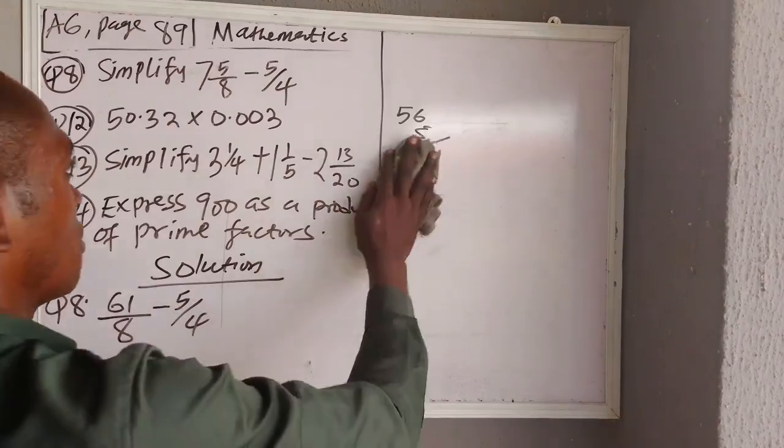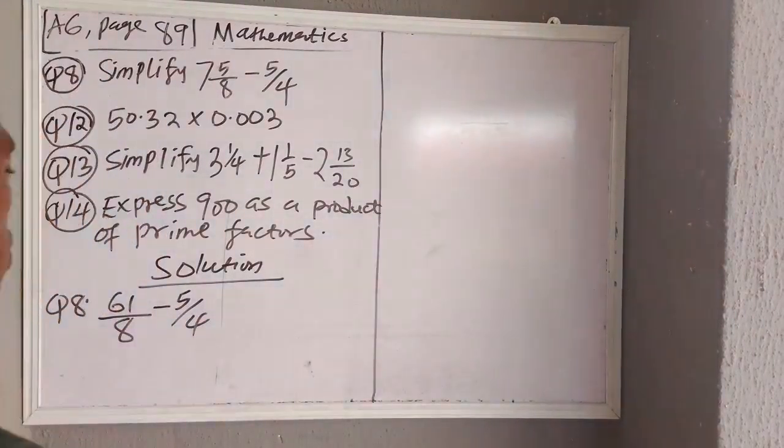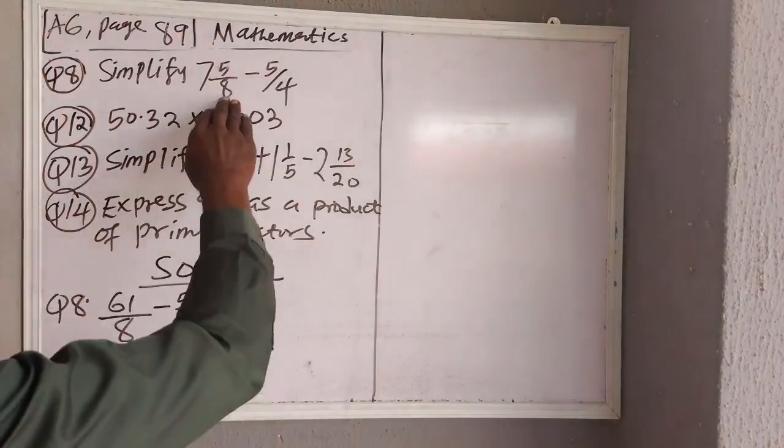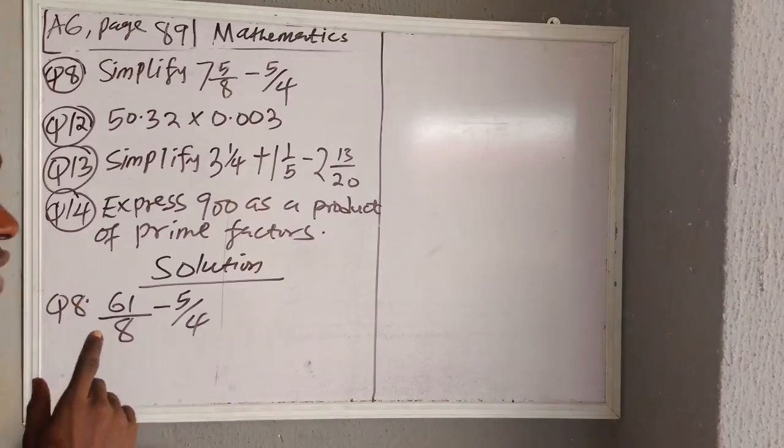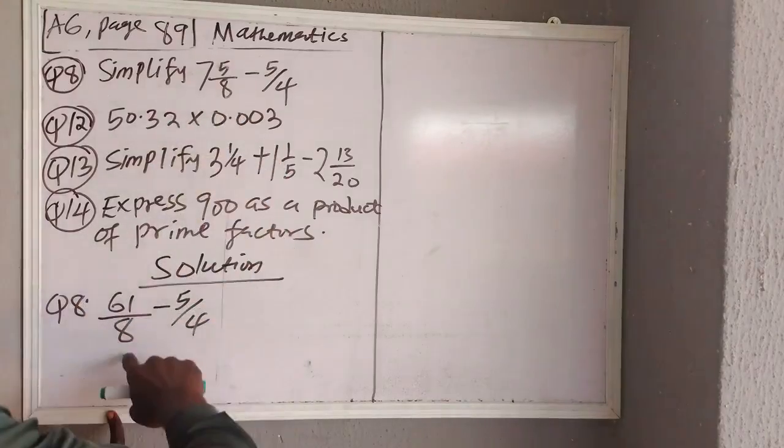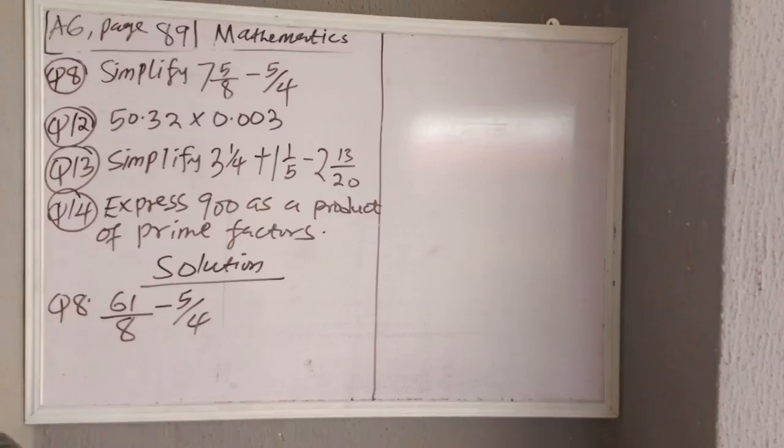5 over 4 now. Don't forget, when adding or subtracting fractions, always find the LCM of the denominators. What are the denominators here? 8 and 4.